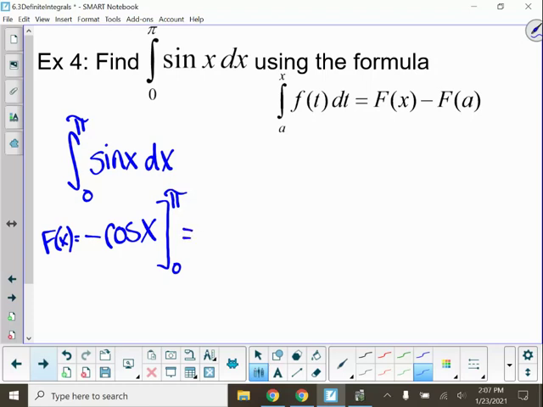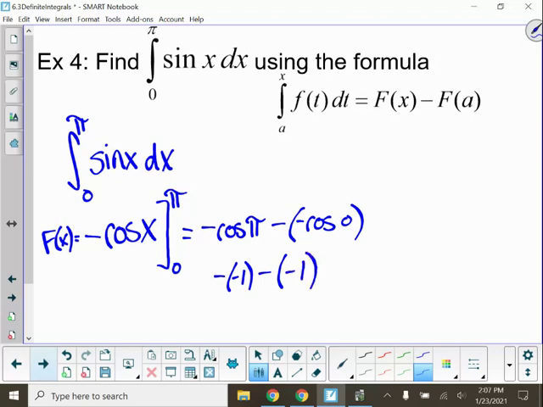So this is equal to negative cosine of pi minus negative cosine of 0. Because we plug in the x term, that's what's on top first, and then plug in the a term that's on the bottom. Well, the cosine of pi is negative 1, so that's a double negative 1. Cosine of 0 is positive 1, but then I have the negative here, so I have a double negative 1 minus negative 1. That value is actually 2. So the integral value, the area under the curve, is equal to 2.